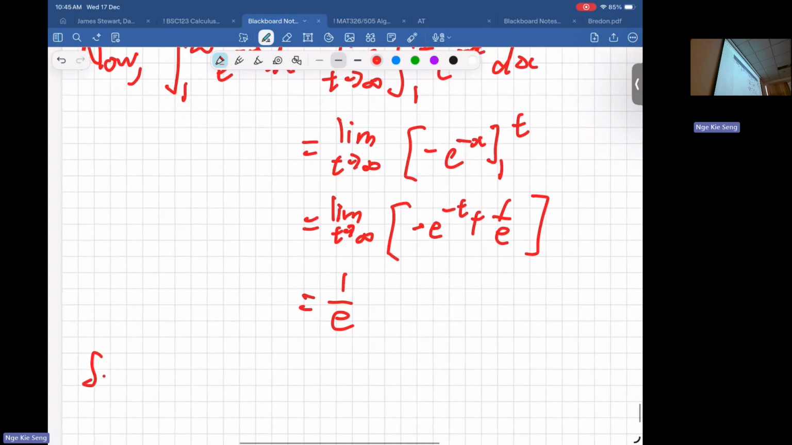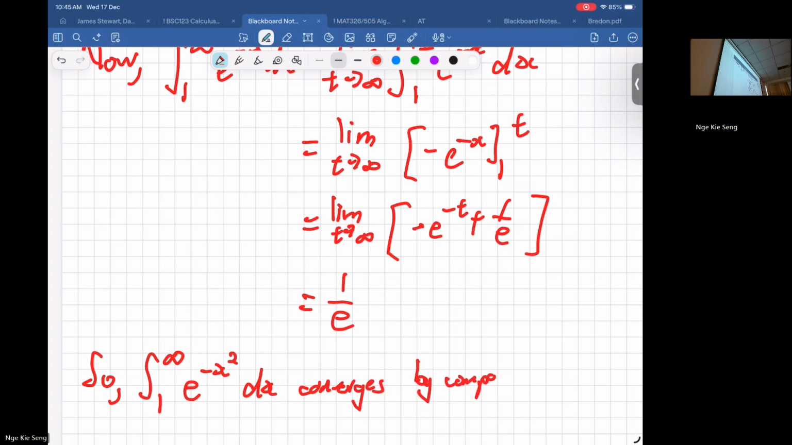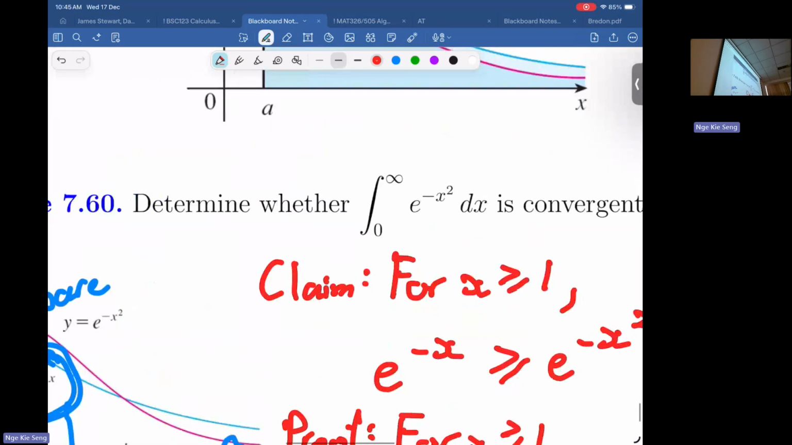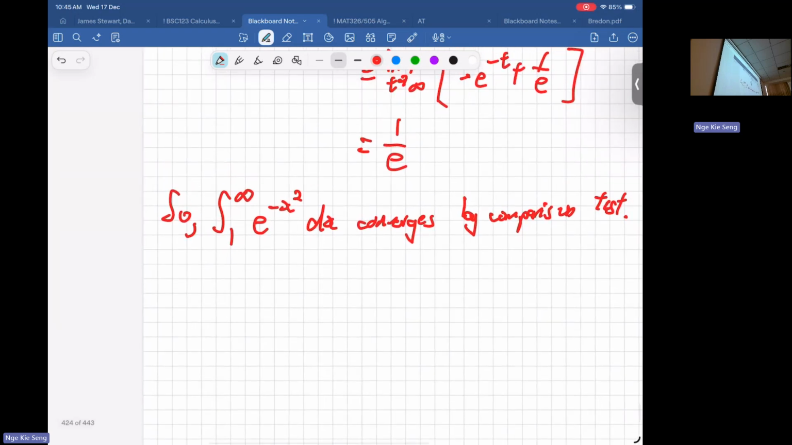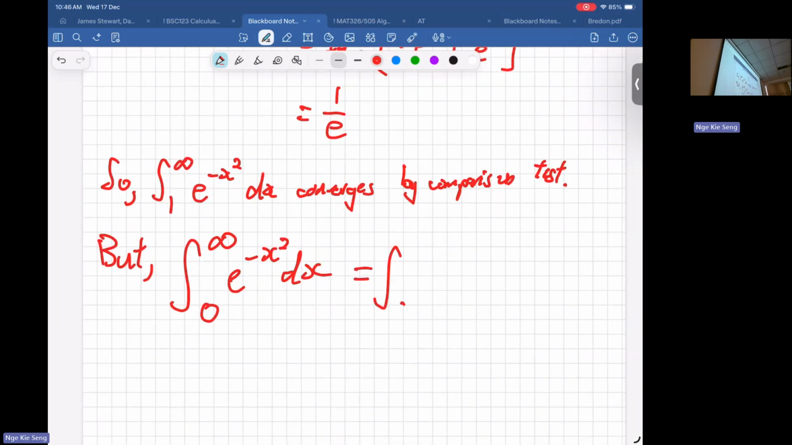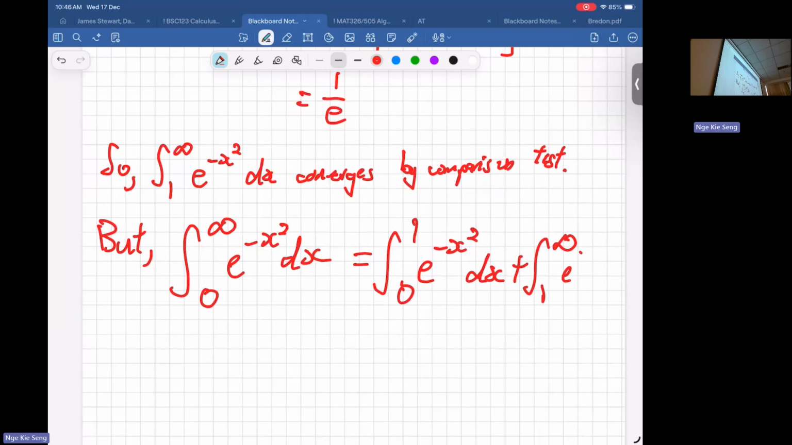So what we can conclude is that the integral from 1 to infinity of e to the minus x squared dx converges. Are we done yet? Not yet, because we have to integrate all the way from 0, not just from 1. We only showed that this part exists. But we know that the integral from 0 to infinity of e to the minus x squared dx can be split up into the integral from 0 to 1 of e to the minus x squared dx plus the integral from 1 to infinity of e to the minus x squared dx.